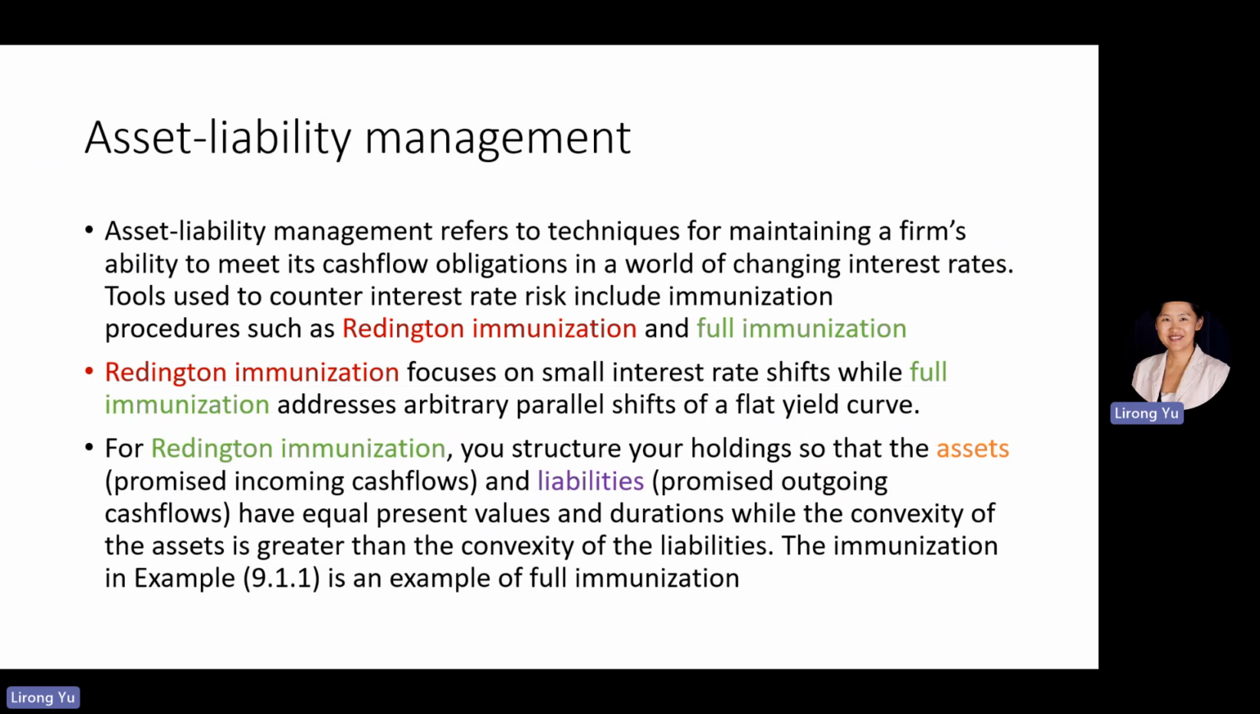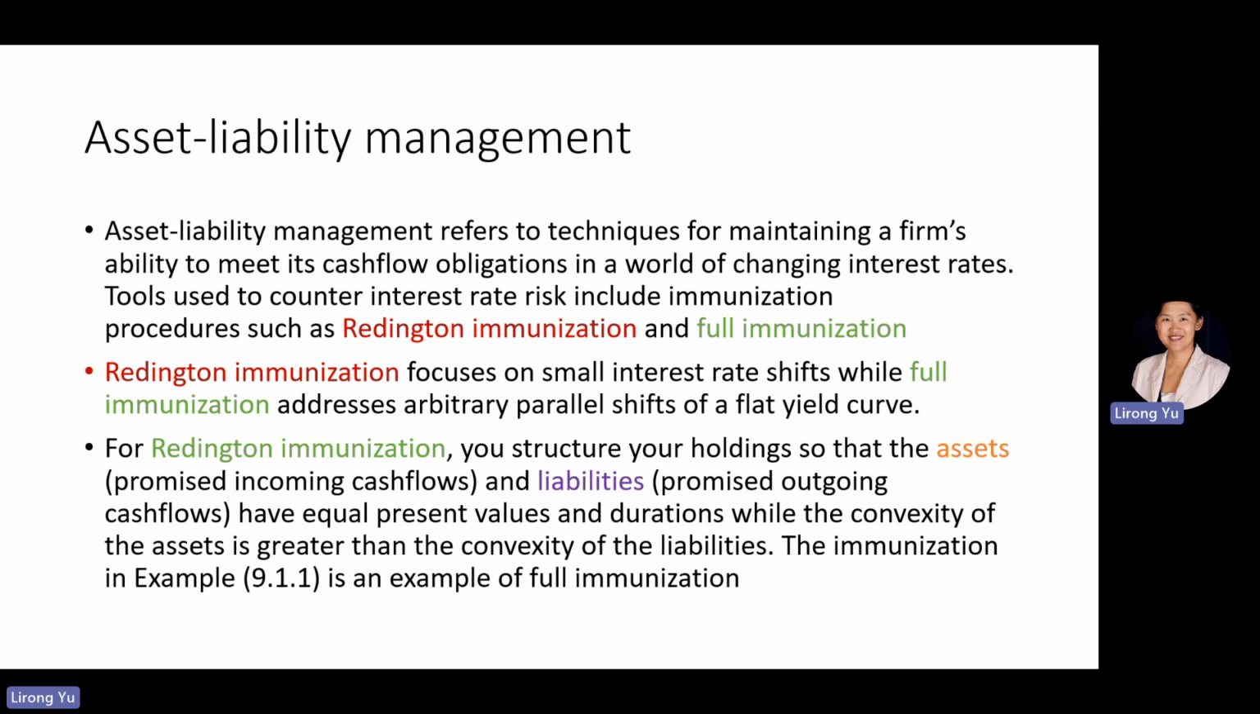So let's look at the definition. Redington immunization focuses on small interest rate shifts, while full immunization addresses arbitrary parallel shifts of a flat yield curve. For Redington immunization, you structure your holdings so that the assets and liabilities have equal present value and duration, while the convexity of the asset is greater than the convexity of the liability.